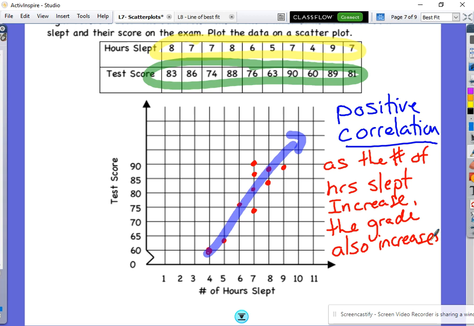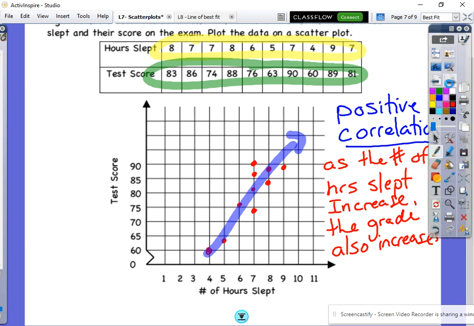That's what it means to have a positive correlation. As the number of hours we sleep increases, the grade on our test is also going to increase. It's very important that not only can you identify that it's a positive correlation, but that you can also identify what that means in the context of the problem. So we're going to keep practicing that for the rest of class today.